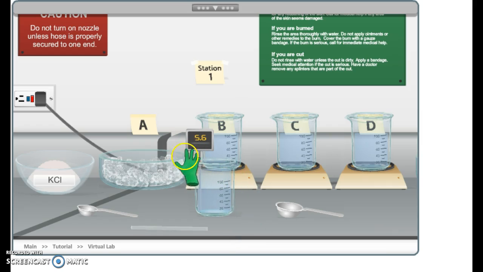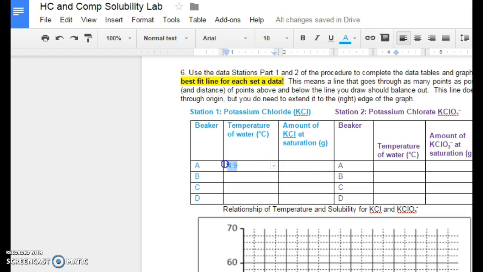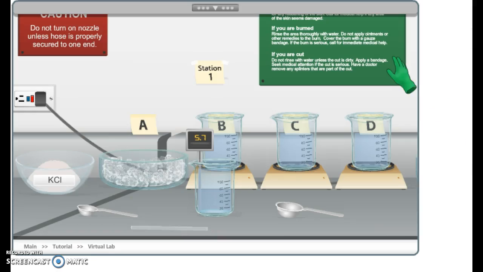We're going to change our temperature to 5.6 because it did increase temperature and that does make a difference. So we're going to change that to 5.6 and we put in 6 scoops. 6 times 5 is 30 grams. Now, our next one, beaker B.